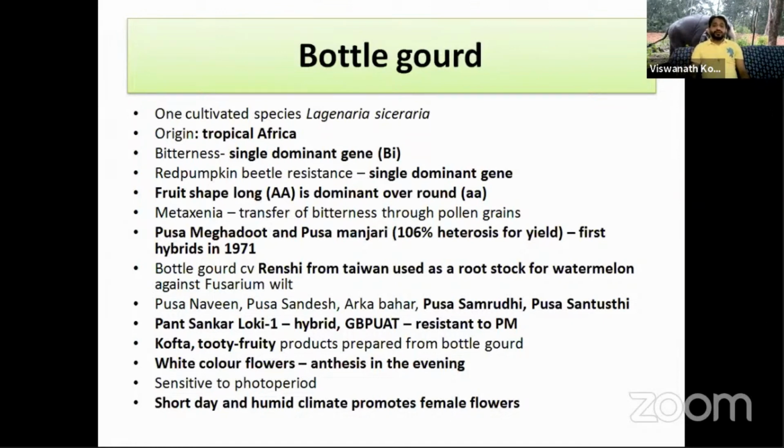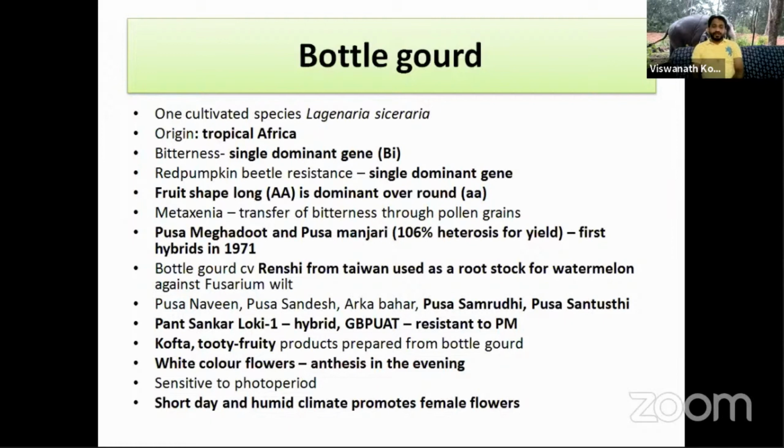In bottle gourd, there are two fruit shapes. One is long, like a bottle, and the other is round. The long fruit shape is dominant over the round one. Metaxenia exists in bottle gourd, that means the transfer of bitterness through pollen grains. In India, hybrids were first developed by the public sector in bottle gourd. They are Pusa Meghdoot and Pusa Manjari in 1971 by IARI. Among all the vegetables, hybrids were first developed in bottle gourd: Pusa Meghdoot and Pusa Manjari.